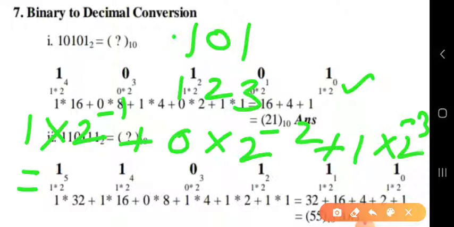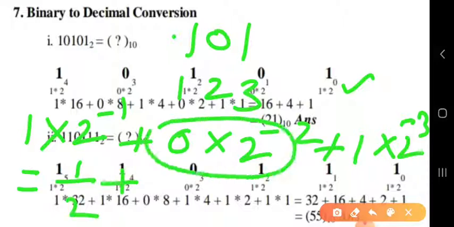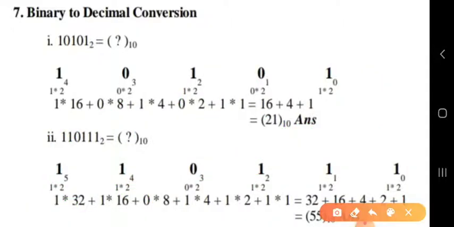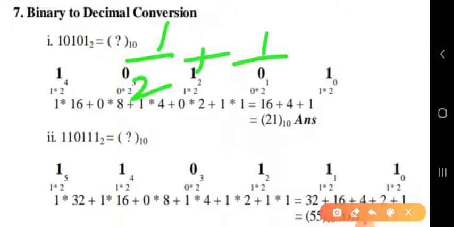1 into 2 to the power minus 1 means it will be 1 upon 2, plus this one will be 0 because 0 is the multiplier over here. So we'll go for this one, 1 upon 8. When you solve it, you will get the desired result. That will be your decimal value for that particular problem. Suppose I solve it, then 1 upon 2 plus 1 upon 8.